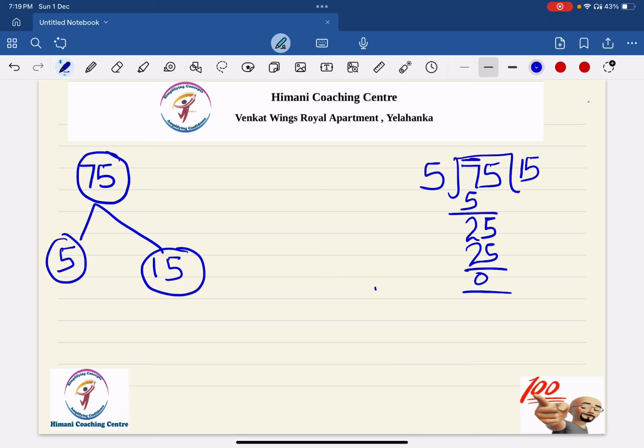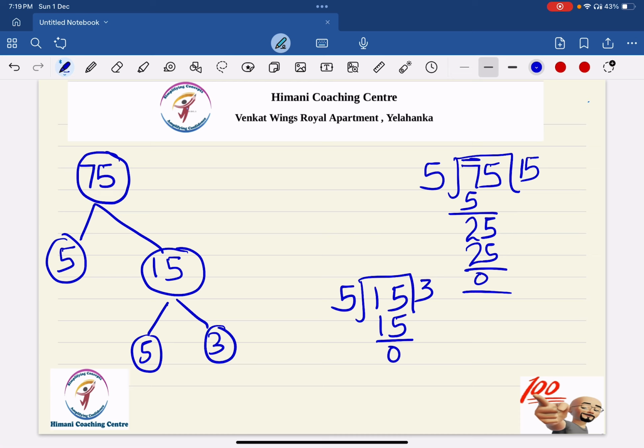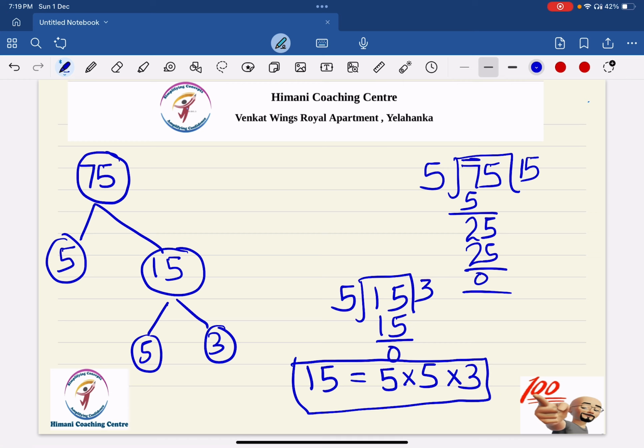So now we have got 15. In 15 also the unit digit is 5, so it is divisible by 5. 5 threes are 15, and now we will stop. Why? Because the remainder is 0 and 5 and 3 are prime numbers. So we cannot do anything with 3 now. So the factor tree of 75 gives us the prime factors. If I want to write 75, I will write it as 5 times 5 times 3. So this is how we do questions.